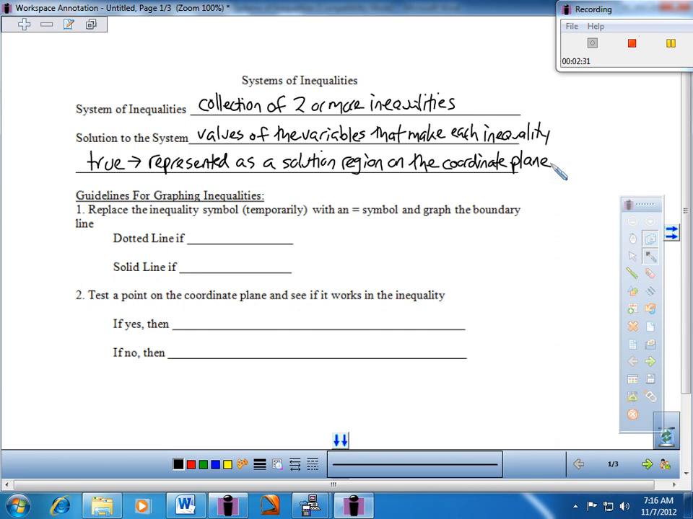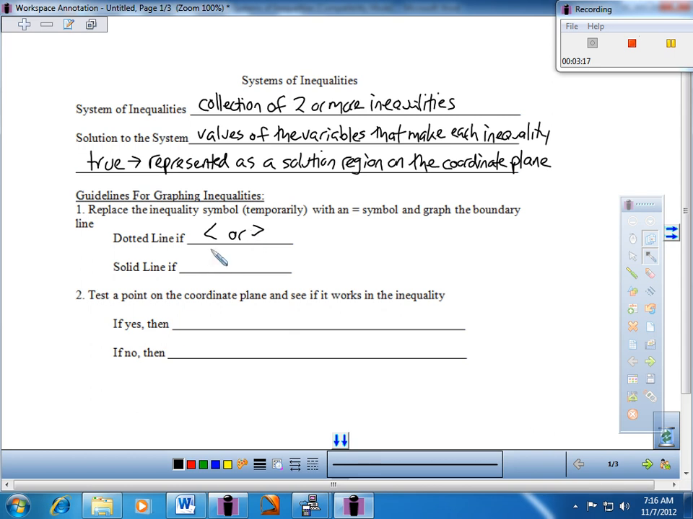So number one, it says replace the inequality symbol temporarily, of course, with just an equal symbol and graph the boundary line. And so what we want to do, as I said, is kind of divide up the coordinate plane between the ones that work and the ones that don't work. And the boundary line will do exactly that. If you remember correctly, we do a dotted line for these two inequality symbols, less than or greater than. So that would sort of represent everything up to, but not including the values on that line. So that's how we would represent that visually.